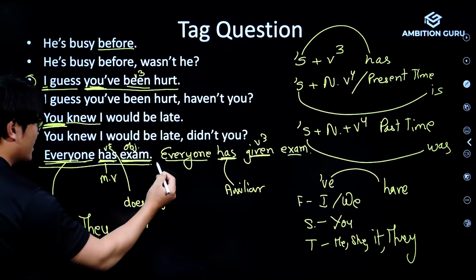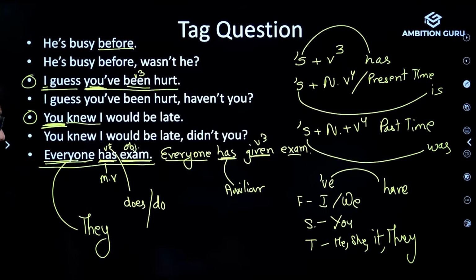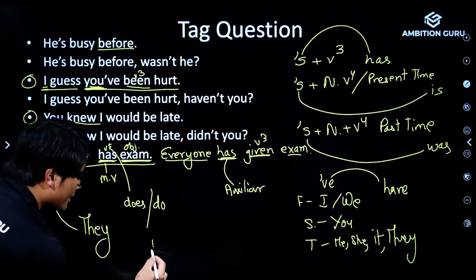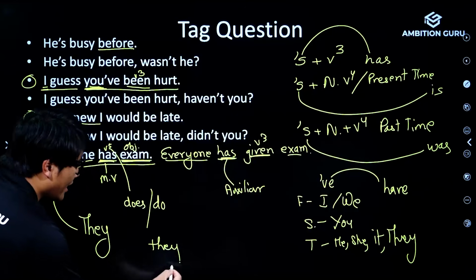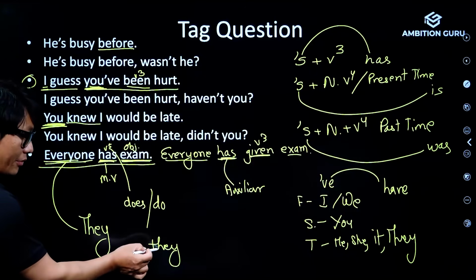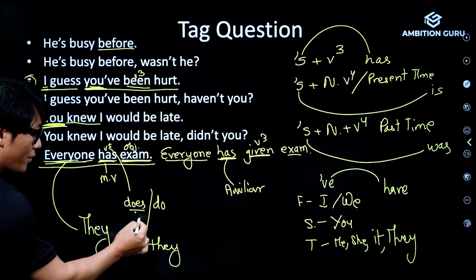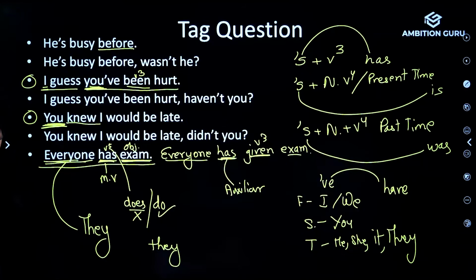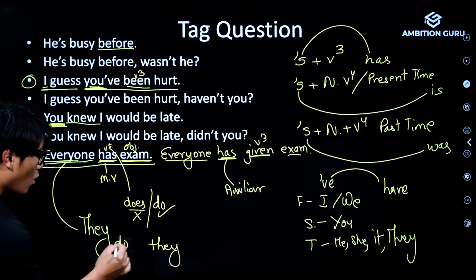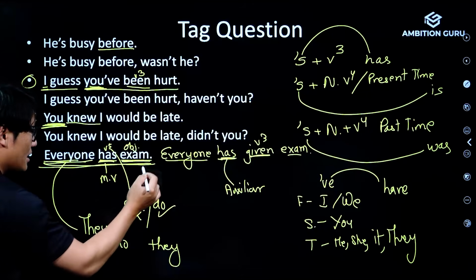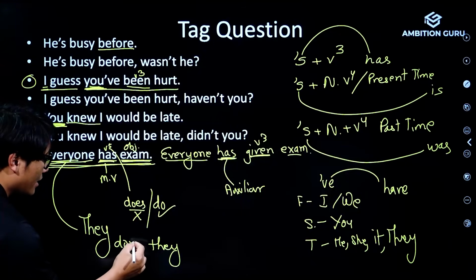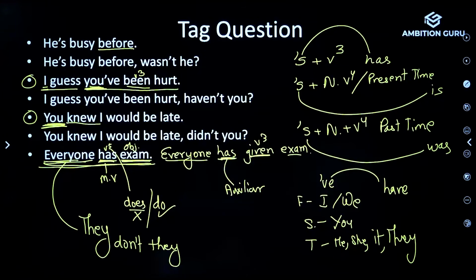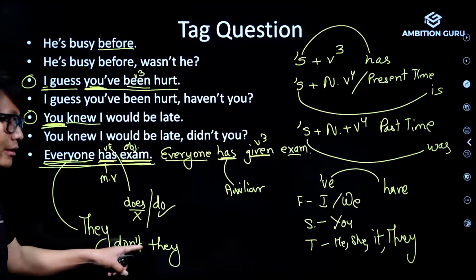This is affirmative. Now, the tag question should be changed into negative. So "everyone" should be changed into "they", and this pronoun takes "do", obviously not "does". So what's the tag question? "Do they?" Obviously not, because this is affirmative or positive, so it should be negative. So the answer is "don't they?" Everyone has exam, don't they?